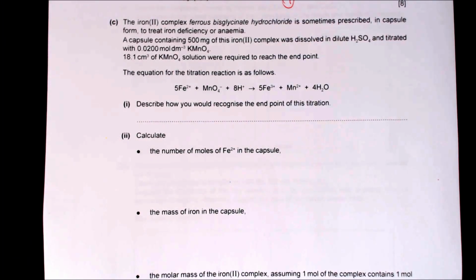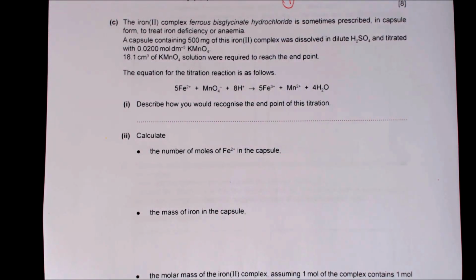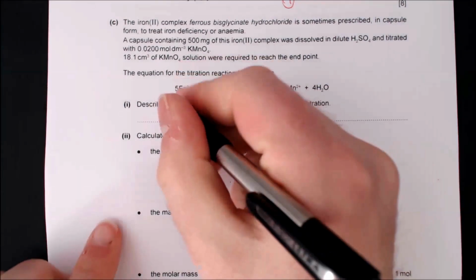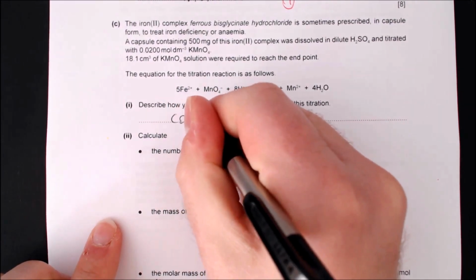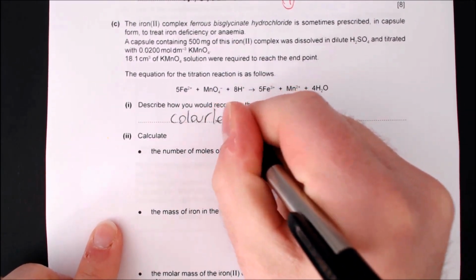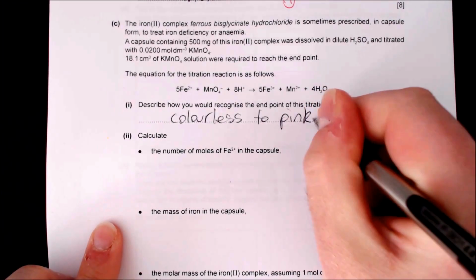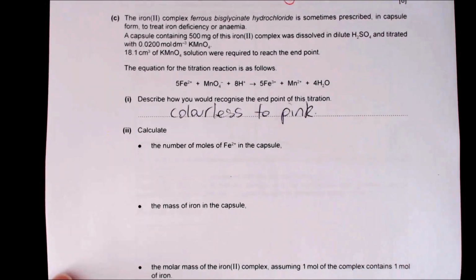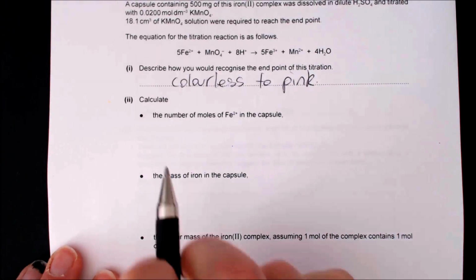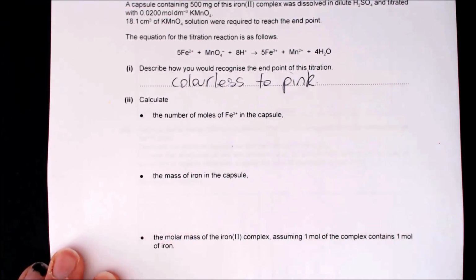Right, the manganate, what you would see is in your actual conical flask, you'd have a colorless solution. And then when you add your manganate, it would go pink when you reach the end point. So just put that in there. So it would go colorless to pink. That's the classic permanganate reaction. Right, and then it says calculate the number of moles of Fe2 plus in the capsule.